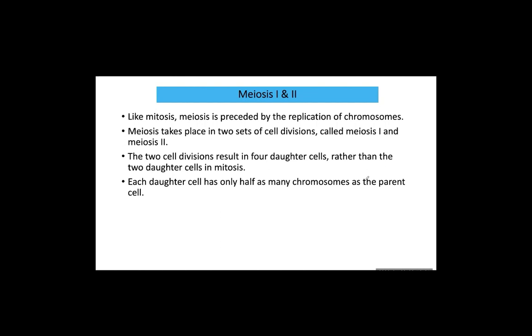From meiosis, each daughter cell is haploid. So you have to keep in mind, unlike mitosis, meiosis occurs in two sets of cell division, meiosis 1 and meiosis 2. And the daughter cells from meiosis are haploid, and the number of daughter cells is 4, not 2. Okay.